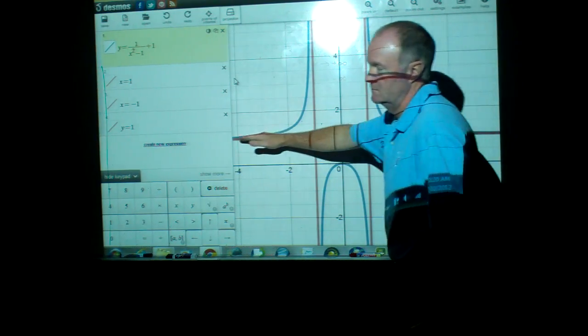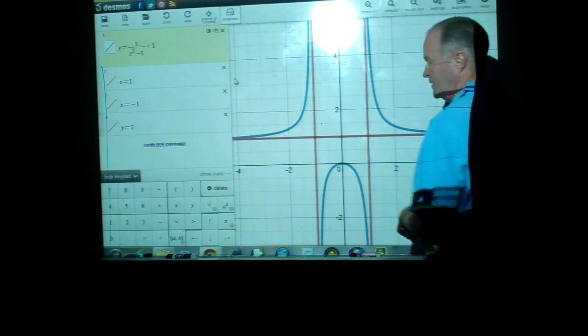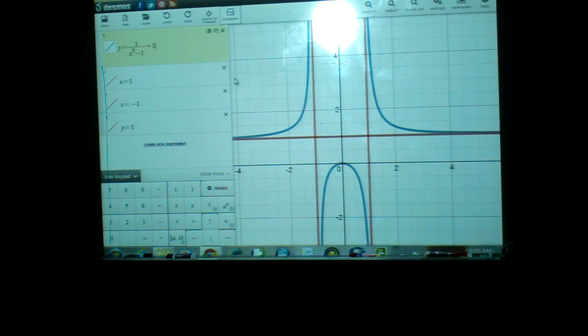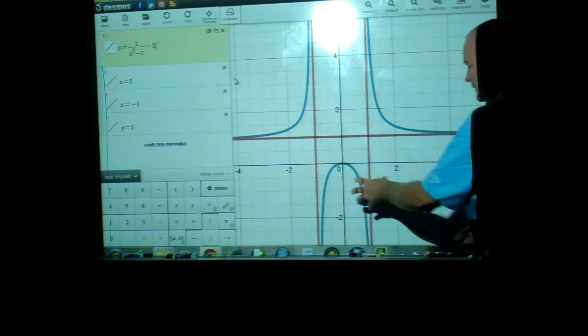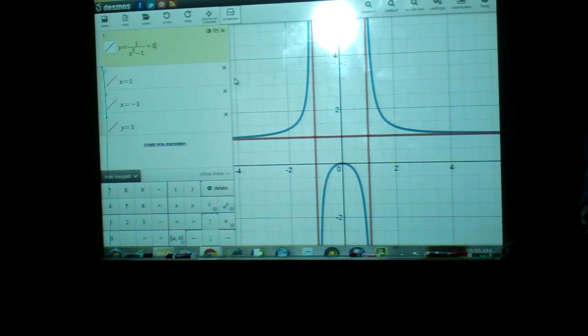Horizontal asymptote at y equals 1. Vertical asymptotes at x equals 1 and negative 1. Got kind of a cool thing here and a cool thing here going on. And the first question on there, number 60. Well, let's do the pre-calc one first. It says, what's that, letter D?